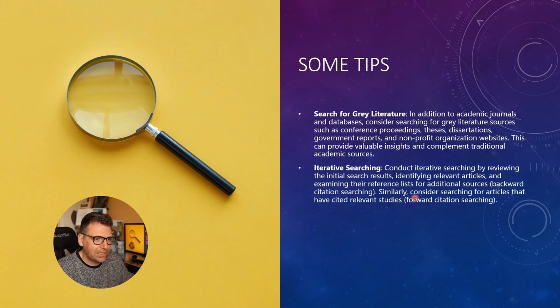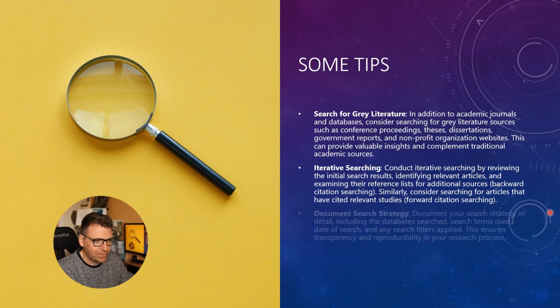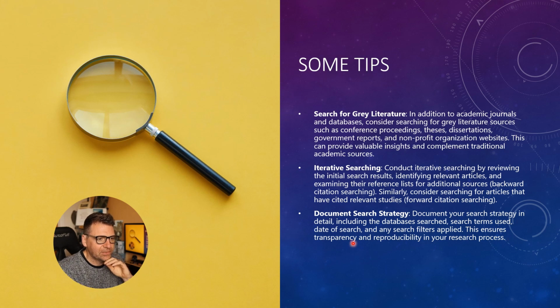So conduct iterative searching by reviewing the initial search results. This is what I was talking about: searching articles, people's theses, seeing what they're doing, and then looking to see how you can expand on that. Can I combine two bibliographies to see if I can move forward with searching other references and citations? Document your search strategy in detail, including the database search terms used, dates searched, and any search filters applied. This ensures transparency and reproducibility in your research process.